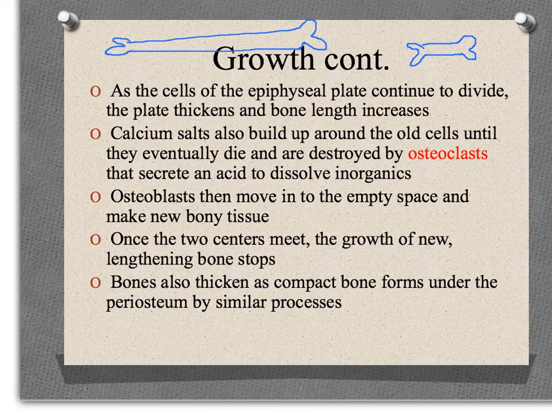So the epiphyseal plate, in addition to providing a location for the primary and secondary centers to meet, it also allows for division to occur so this bone can get longer and longer and longer and eventually grow to its maximum length. It's a really important part of the bone growing process.